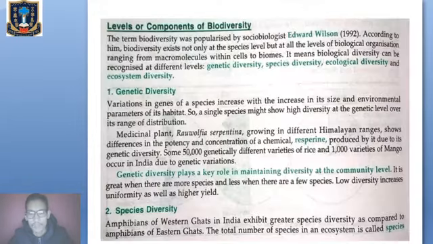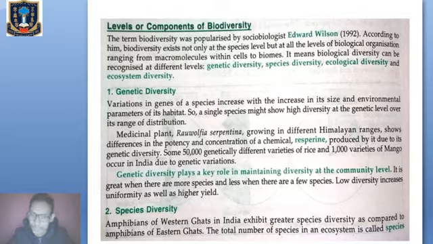Now next topic, we'll learn about the levels or components of biodiversity. Okay, so the term biodiversity was coined by Edward Wilson. And over here he said that biodiversity does not exist at the species level only, but it exists at all the levels of biological organization, ranging from macromolecules within the cell to the biomes. So that's why we have biodiversity at different levels.